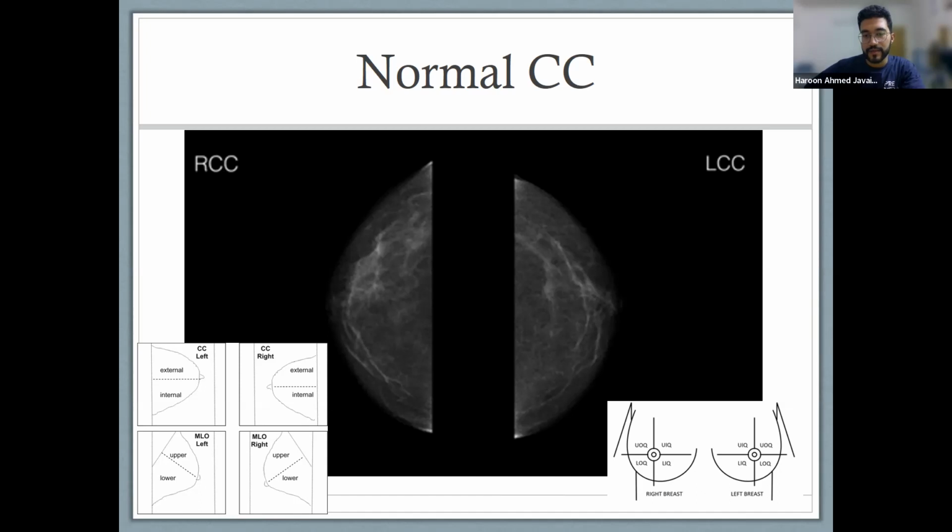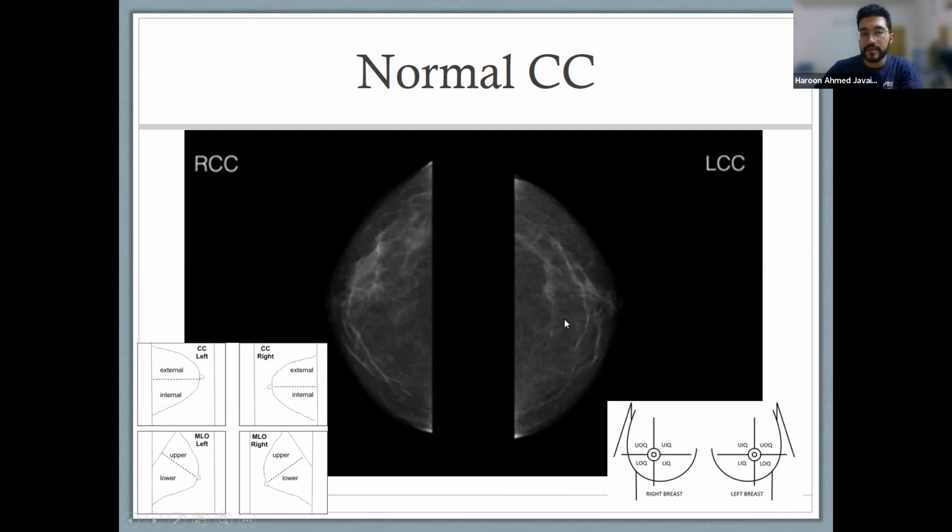what is the orientation, right? So the breasts are divided into 4 quadrants. There's the upper outer quadrant, lower outer quadrant, and then upper inner and lower inner, okay? So when we're looking at the craniocaudal view, basically what we're seeing is the breast from the top, okay? So this is the outer quadrant, and this is the inner quadrant, okay? So basically we're looking at it from the top.